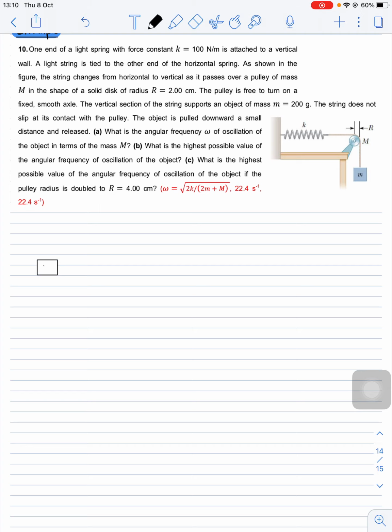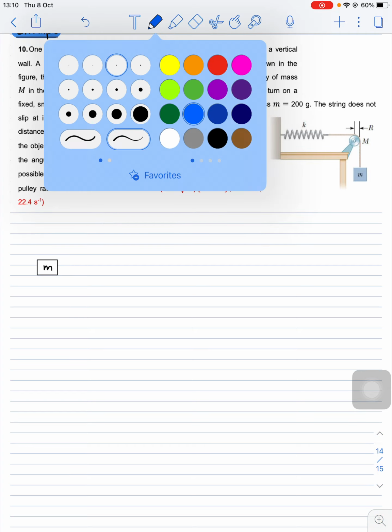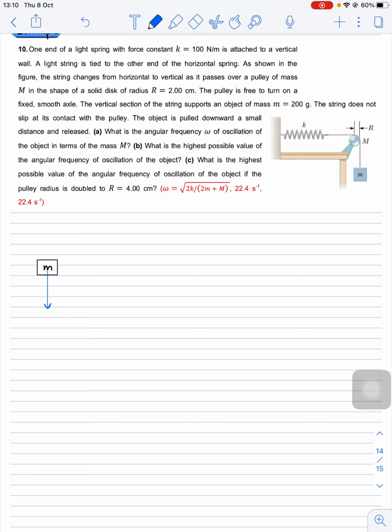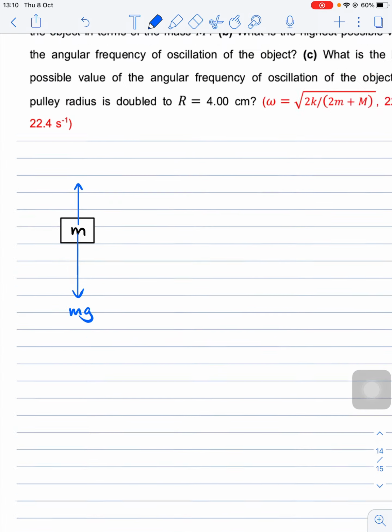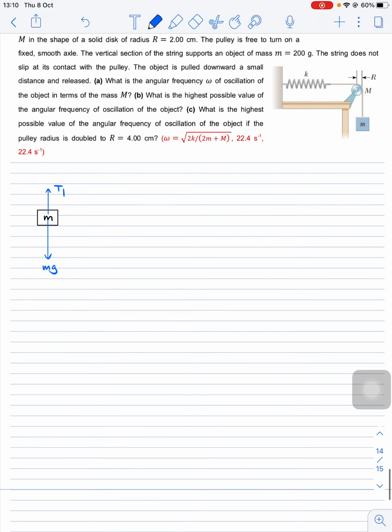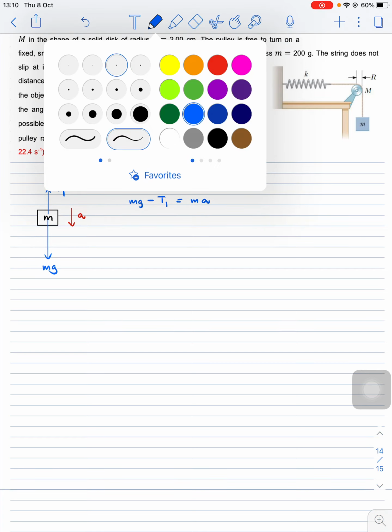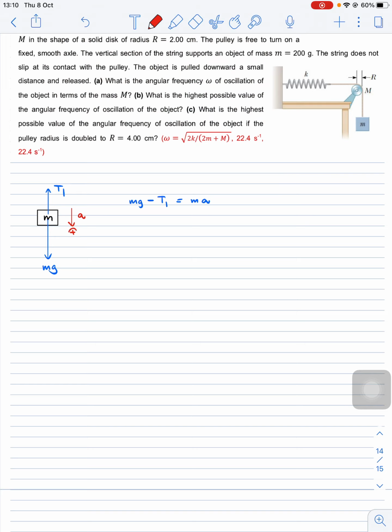Now we have the block m. What else do we have? The weight of the block, equal to mg. And then we have the tension here, equal to T1. Let's assume that the block m is moving in the downward direction with acceleration a. Then in this case we get mg minus T1 equals m times a, because we define downward to be positive and upward to be negative here.